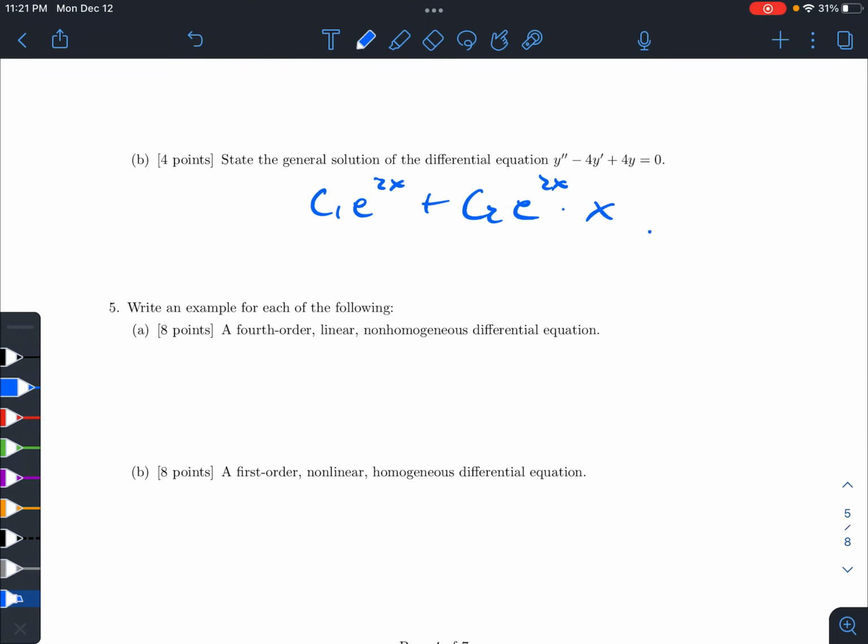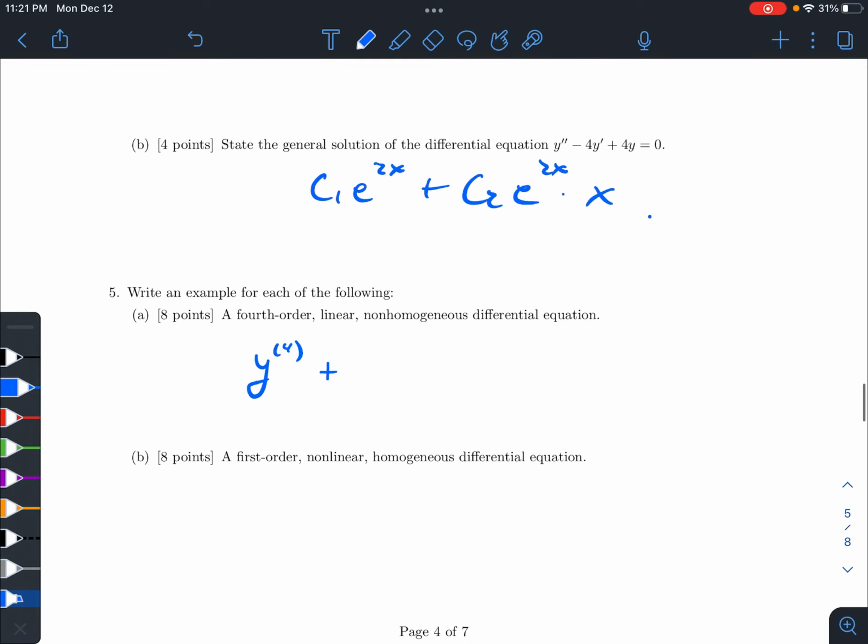We're at a fourth order linear non-homogeneous differential equation. So it needs to have a fourth derivative of y. Let's throw in a y prime minus, I could do x times y, and this is equal to x squared to make it non-homogeneous. I didn't really have to have this here, or even this here, that all didn't need to be there.